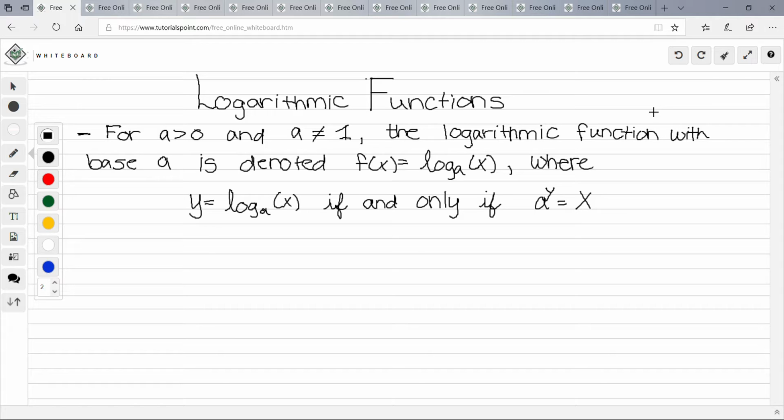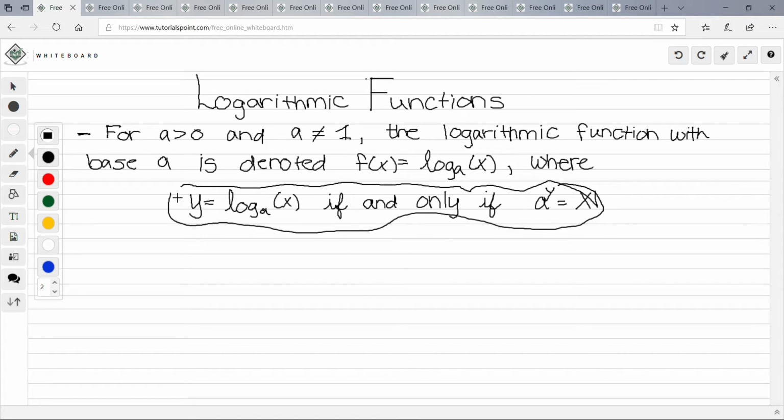So for a greater than 0 and a does not equal 1, so a cannot be 1 and a has to be positive, the logarithmic function with the base of a is denoted as f of x equals log base a of x, where y equals log base a of x if and only if a to the y equals x. So this is a very important rule, because we're going to use this rule in a lot of problems. So that's important to know.